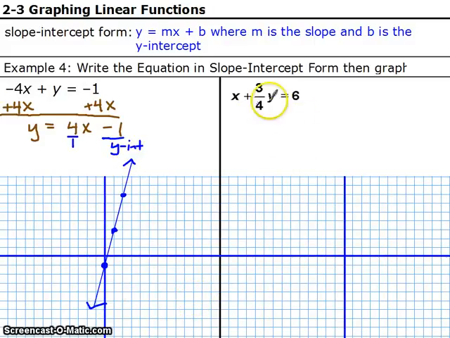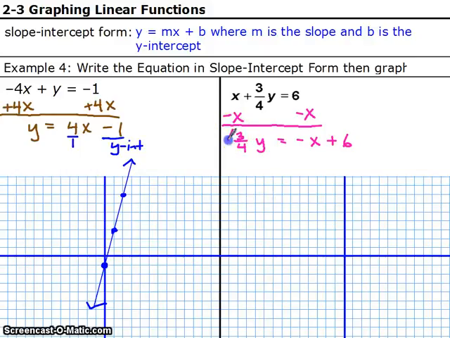All right, give this one a try. I know there's a fraction in it, but you can do it. Give this a try on your own, then unpause the video, see how it went. All right, first thing I'm going to do is subtract the x over to the other side. So that leaves me at 3/4 y equals -x plus 6. You could write 6 minus x as well, but in the interest of keeping it in the right form, mx is first, b is second. I'm going to write it this way.